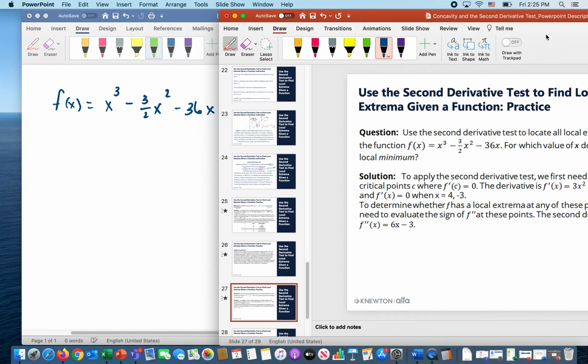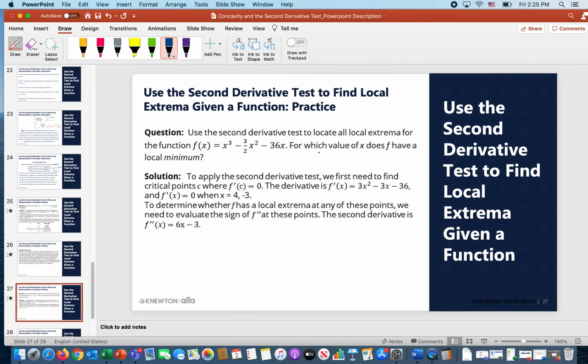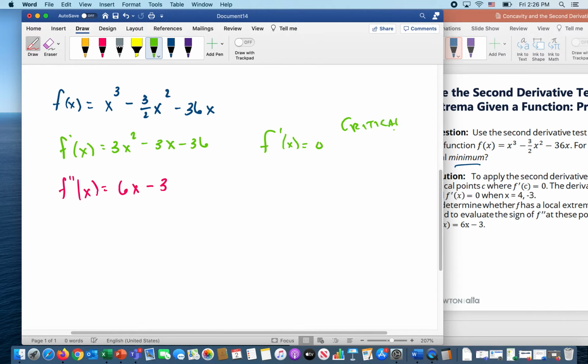And again, what we're doing is we're going to use the second derivative test to locate all extrema. For which values does f of x have a local minimum? Okay, we're looking for, in particular, a local minimum. Because we're going to use the second derivative test, we do need to find that second derivative. But before I can do that, I've got to go find those critical values. Remember in that last video, I went ahead and found the second derivative. We're going to come over here and set this first derivative equal to 0. Again, the reason we're doing this is to find those critical points.